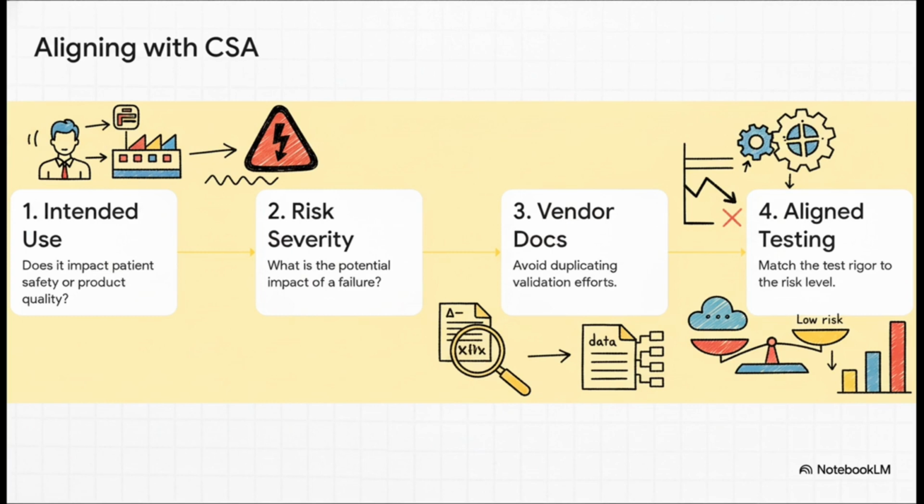It's just a logical 4-step approach. First, figure out what the system does. Does it touch the patient or the product? Second, think about what could happen if it failed. Third, don't redo work. Use your vendor's documentation. And fourth, make sure the amount of testing you do matches the level of risk. GAMP 5 gives you the roadmap to do exactly that.